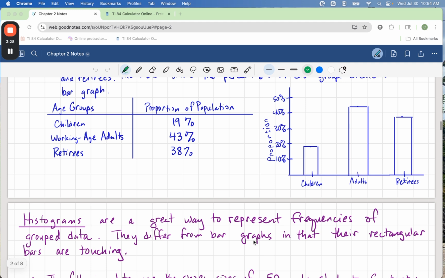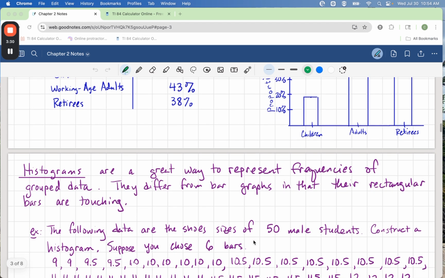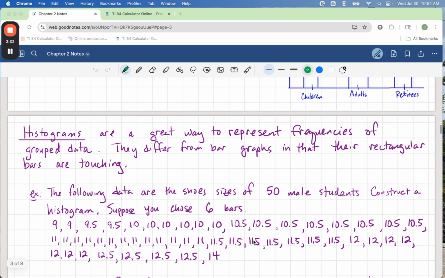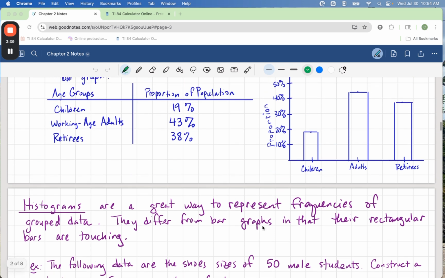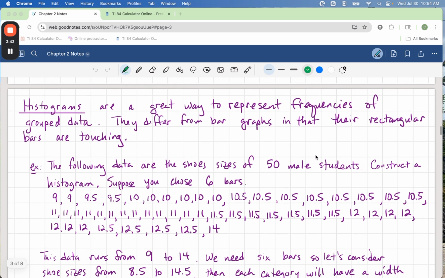Histograms are a little different. They represent frequencies of grouped data. Okay, so they differ from bar graphs in that their rectangular bars are touching. In a bar graph, right, the bars don't touch. They're totally separate. In a histogram, they're going to be touching.